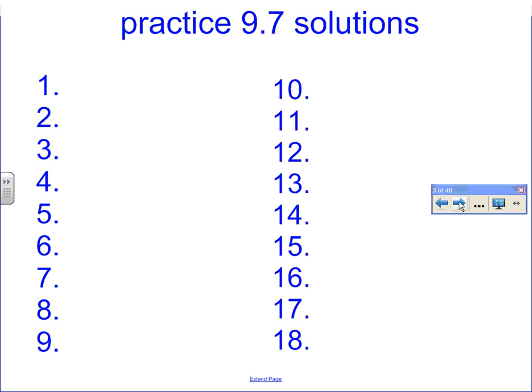Please, on practice 9.7, check your answers. If something's wrong, please tell me. Okay? That homework that I passed back to you that was graded, the ones you got wrong, I would try to redo at some point. And if you have any questions, let me know. You need to make sure you know how to do those. Okay? All right, Anna, number 1.